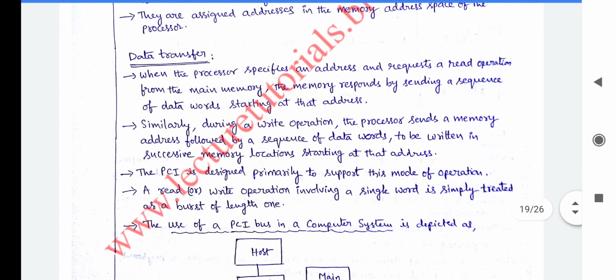How will data transfer? When a processor specifies an address and requests a read operation from the main memory, the memory responds by sending a sequence of data words starting at the address. Similarly, during a write operation, the processor sends a memory address followed by a sequence of data words to be written in the successive memory locations starting at the address.